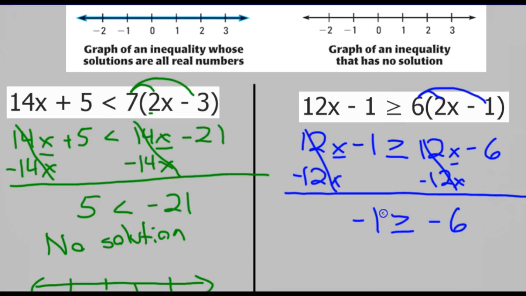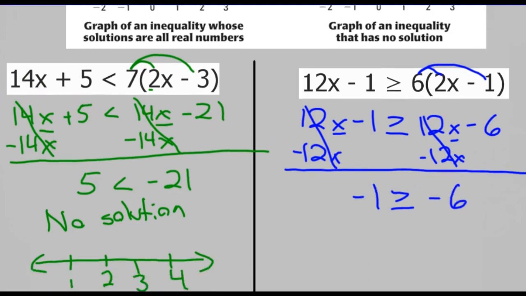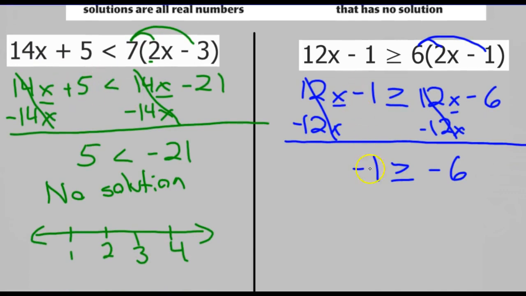Now I know that negative 1 is closer to 0, so negative 1 is greater than negative 6. So what we have then, if this is true, is all real numbers. This is everything that we could put in for x would work. Any number that we wanted to.